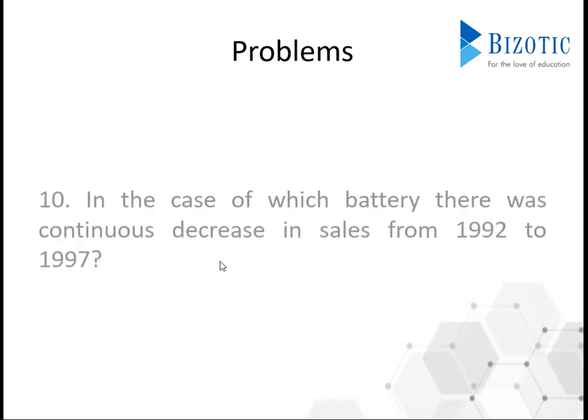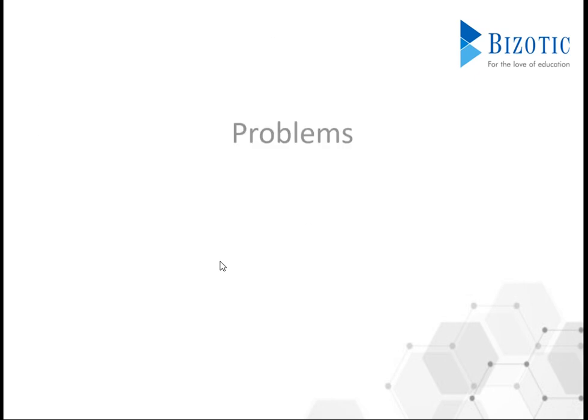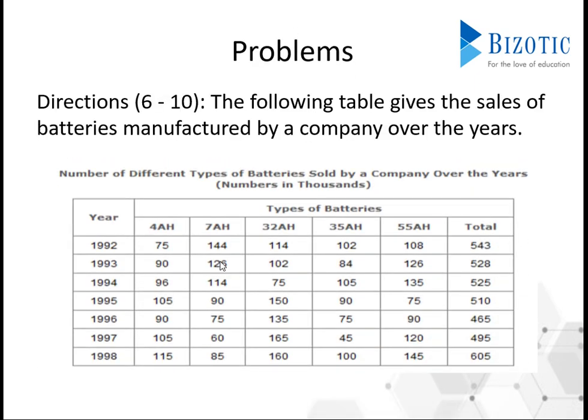And then the next problem: in the case of which battery was there a continuous decrease in sales from 1992 to 1997? It covers almost all the years. What students usually do is start calculating the entire thing. But to explain this better, I'll just take you through the table.